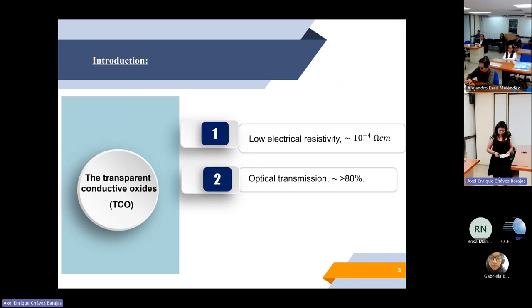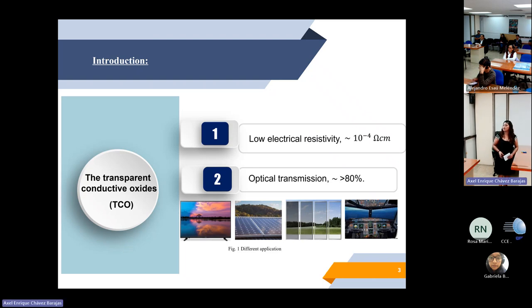The TCOs must have two properties simultaneously: low electrical resistivity, 10 to the minus 4 ohm centimeter, and optical transmission greater than 80%. The fields of TCOs are essential for many optoelectronic devices. In figure 1, we can see different applications: touch screen, solar cell, smart windows, and smart appliance windows.